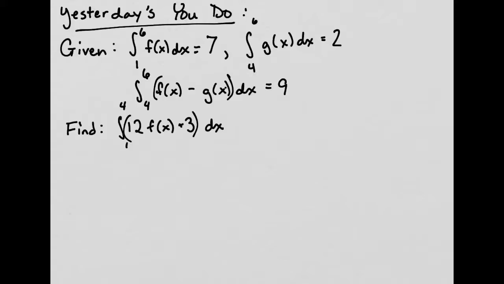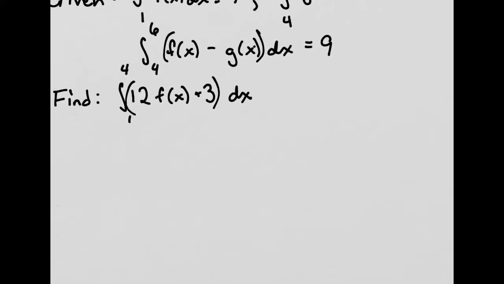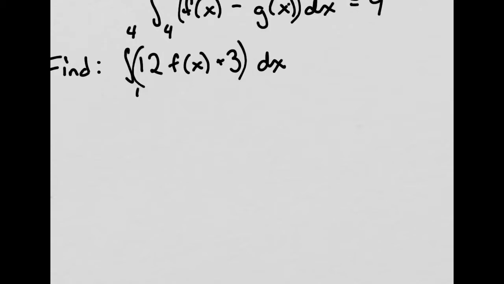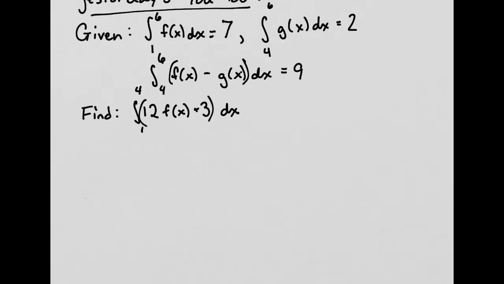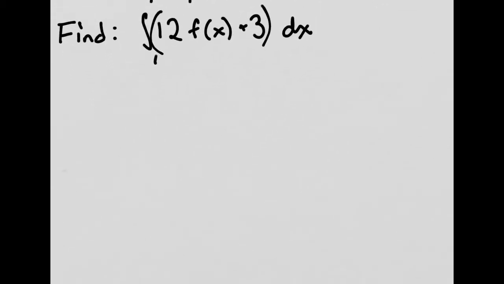Okay. And then the definite integral from 4 to 6 of f of x minus g of x dx is equal to 9. And you were asked to find what is the definite integral from 1 to 4 of 12f of x plus 3 dx. And so we're going to go down a little bit and zoom in. You needed to use those rules from that lecture last time to solve this.